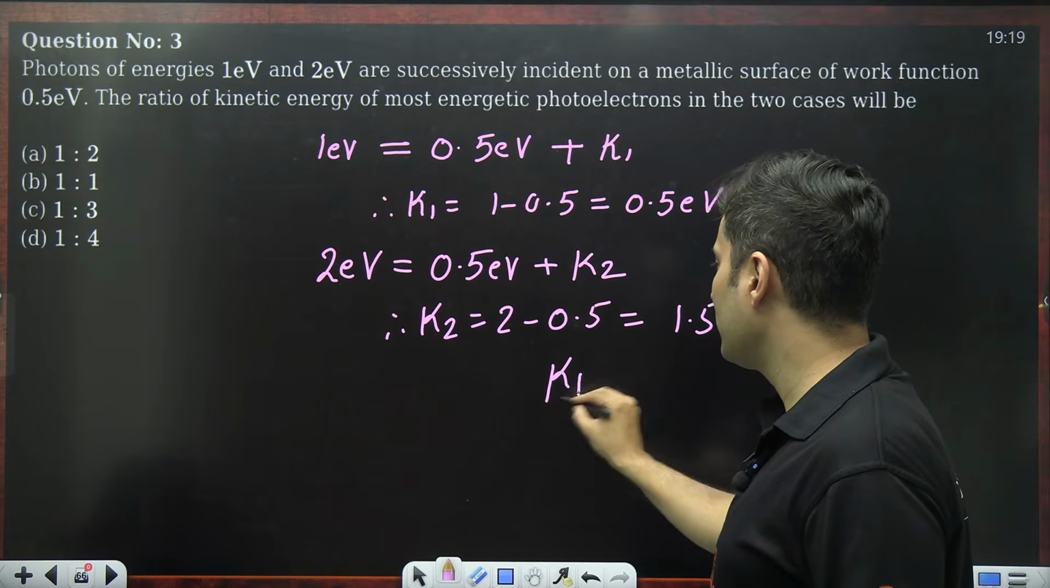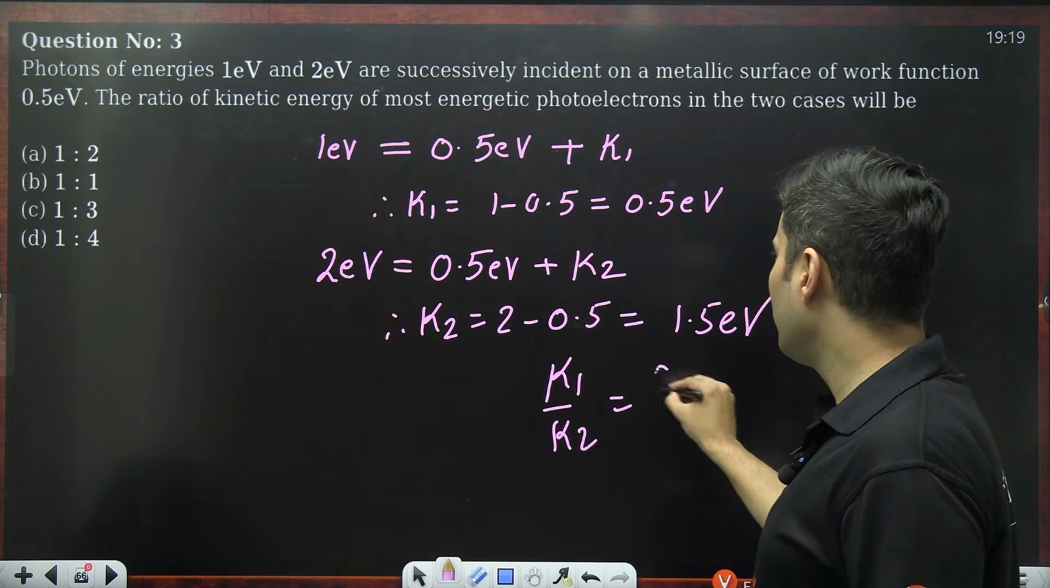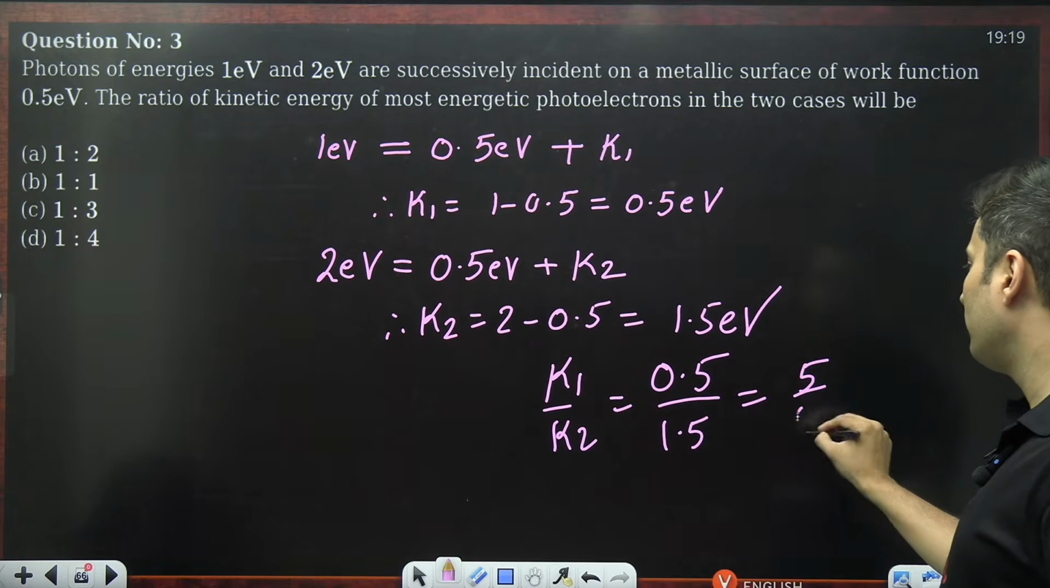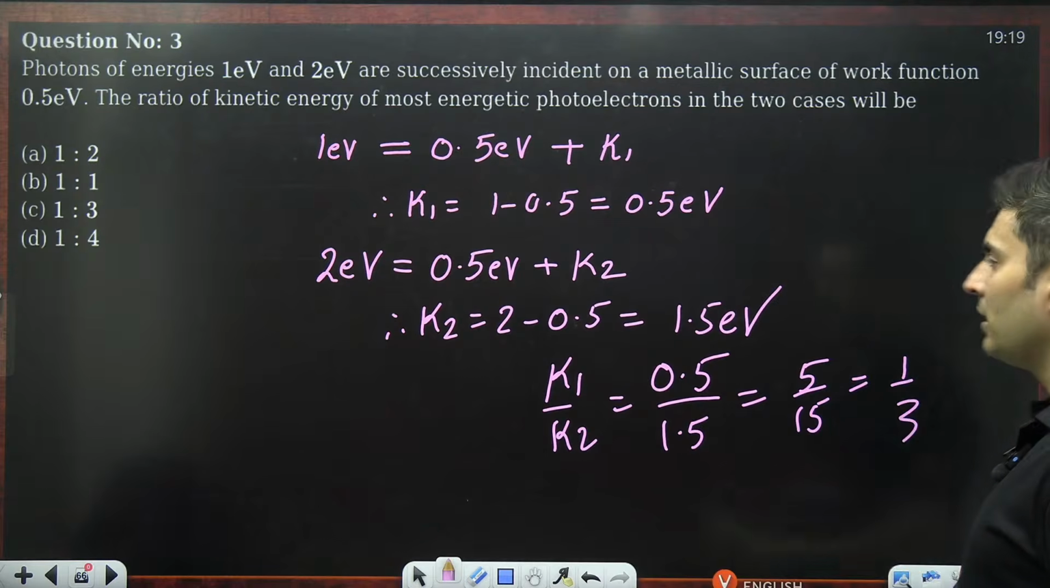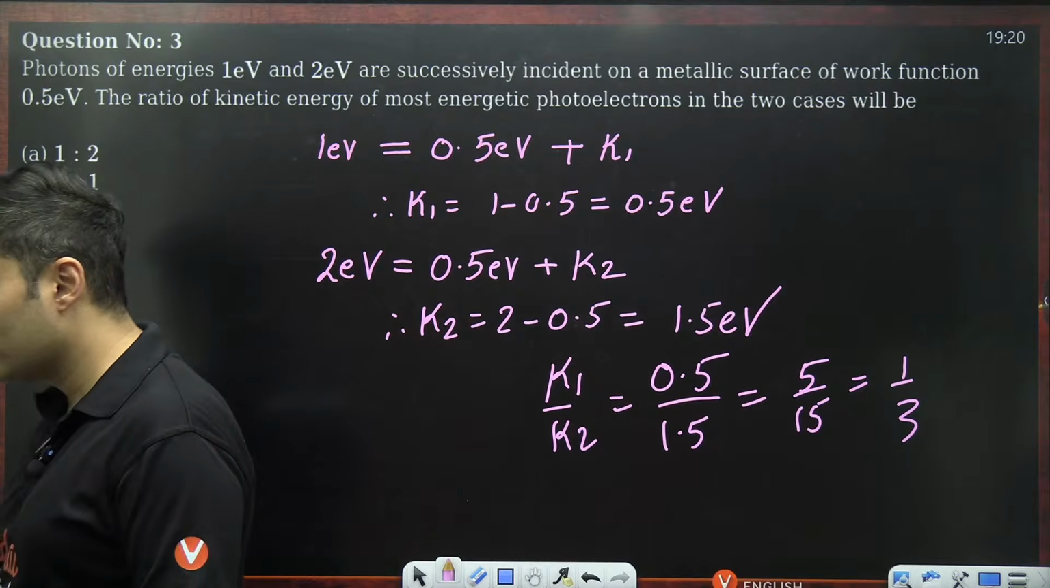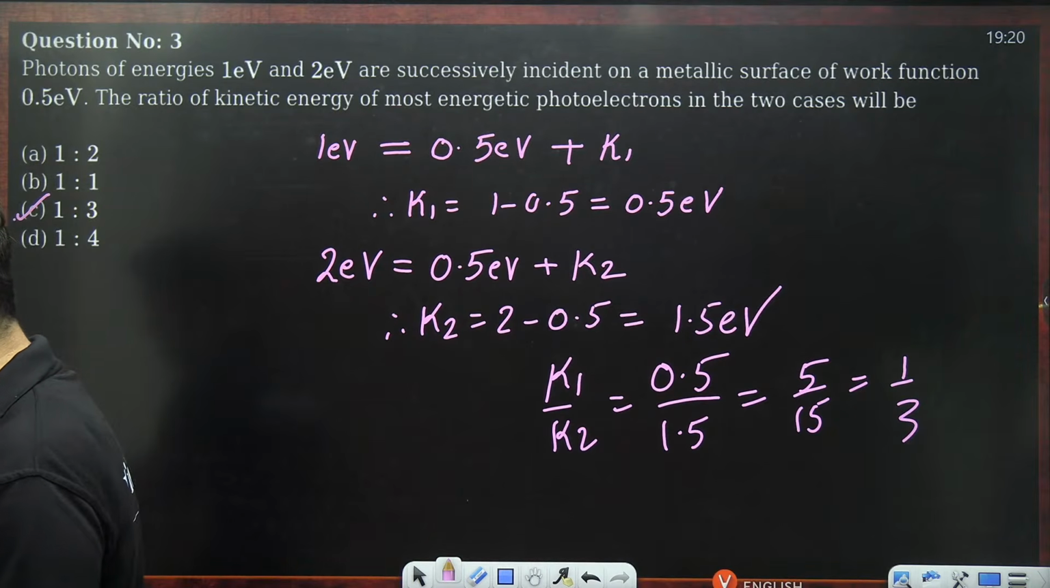Now the question is, what is K1 by K2? K1 by K2 is 0.5 divided by 1.5. So that will be 5 by 15, which is 1 by 3. So 1 by 3 is C option for Captain Shreyas. Absolutely the right answer. Not B option. It is C option, man.